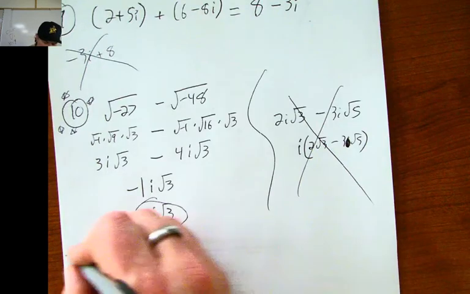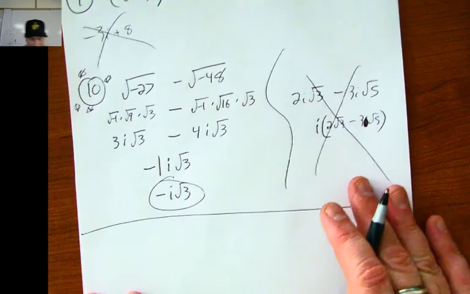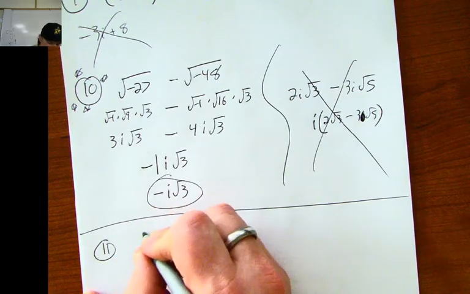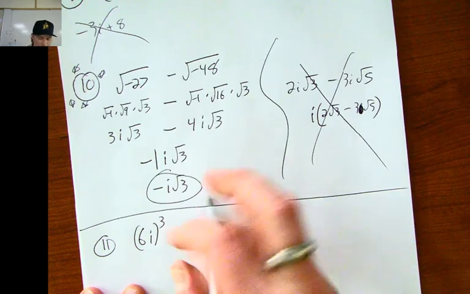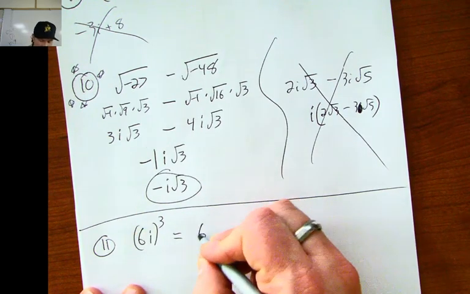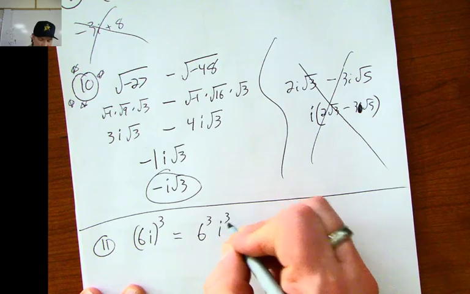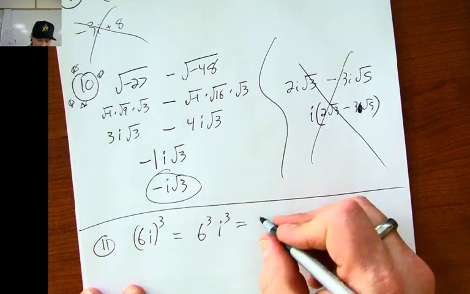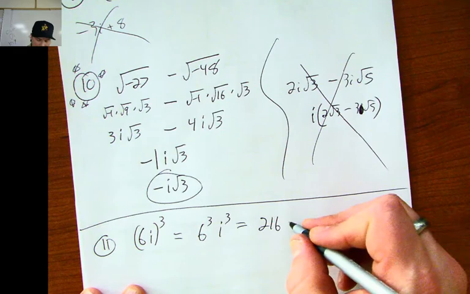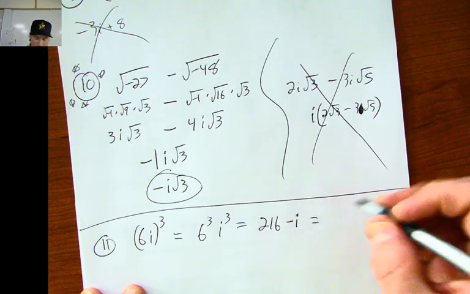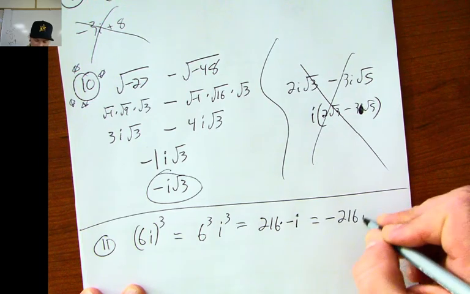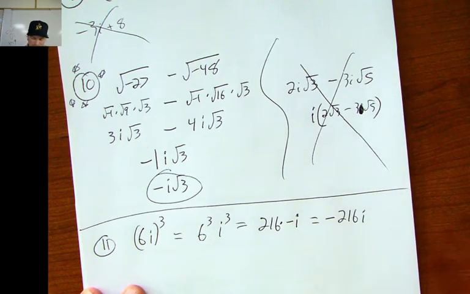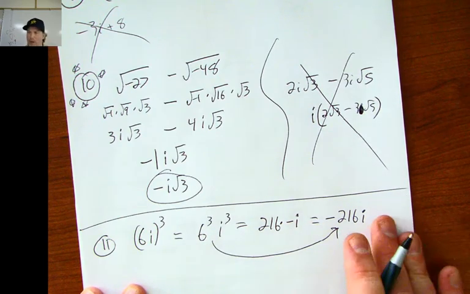All right, 3 more examples to go. Example number 11. 6i in parentheses quantity cubed. Cube both of the things inside the parentheses, so this becomes 6 cubed, i cubed. 6 cubed is 216. i cubed is negative i, which means this is equal to, and it's multiplied, so it's negative 216i. I would not normally show this middle step. I would normally just go straight from here to here.